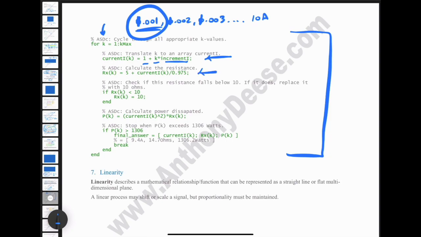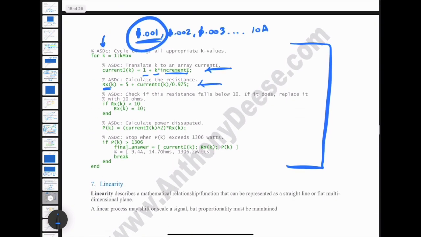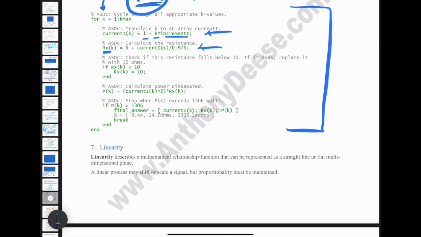Then we're going to calculate the resistance, but we have to do so in two parts. First, we calculate what I'm going to call Rx of k, which is the variable component. It's the variable piece of this down here. So we calculate that value, and then we use an if statement to check whether that Rx value is less than 10, then that means we should simply return a value of 10.